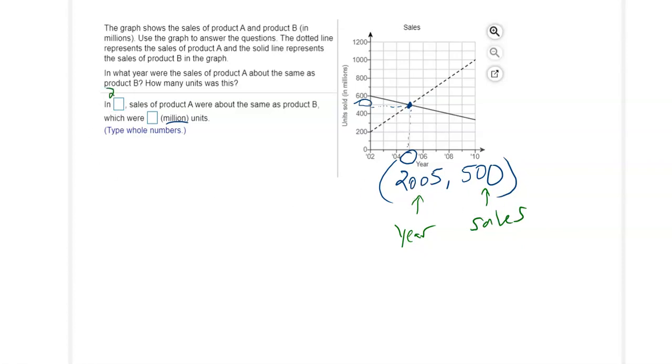So the x coordinate is the year, the y coordinate is the sales. So in 2005, the sales of product A and product B were about the same. I kind of read that wrong, but it says the same thing, which were blank millions of units. And so here you type in 500. So that's how you get the answer for this particular problem.